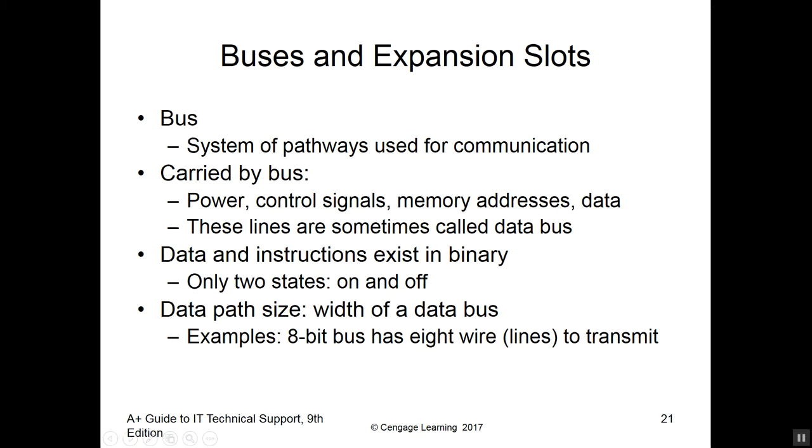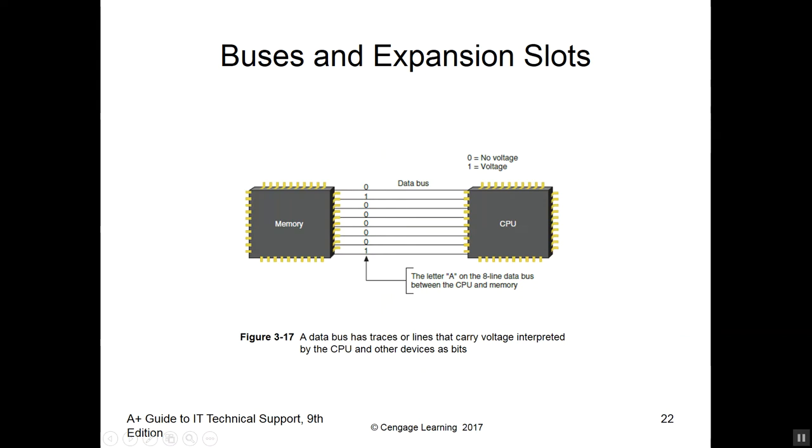Data path size is the width of a data bus. For example, an 8-bit bus has 8 wire lines to transmit. So here we're looking at the memory and the CPU. This is an 8-line data bus between the CPU and the memory.